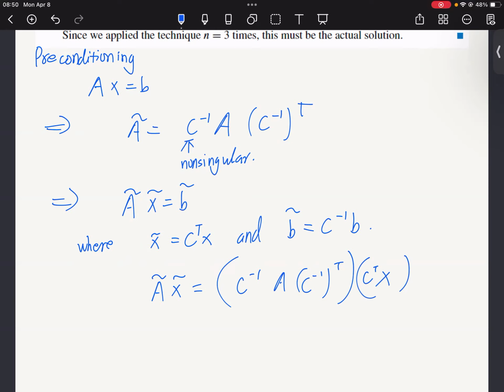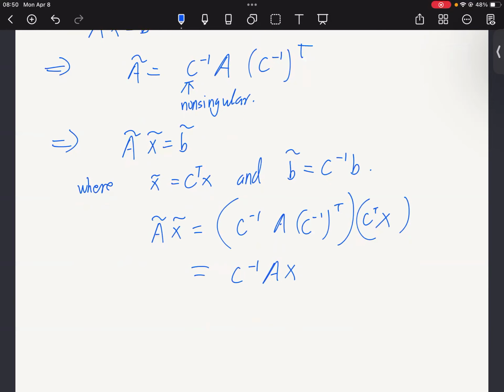Because C inverse transpose equals C transpose inverse, we get C inverse A, then C, and the things in between, this one times this one, is just the identity matrix. So I get C inverse AX, and on the right-hand side you get C inverse B, right? So this equals C inverse B.